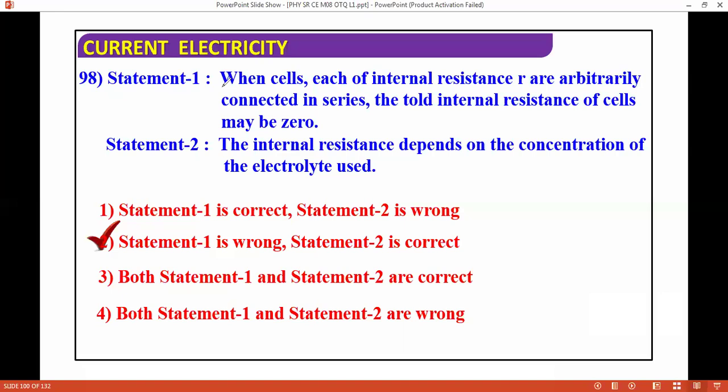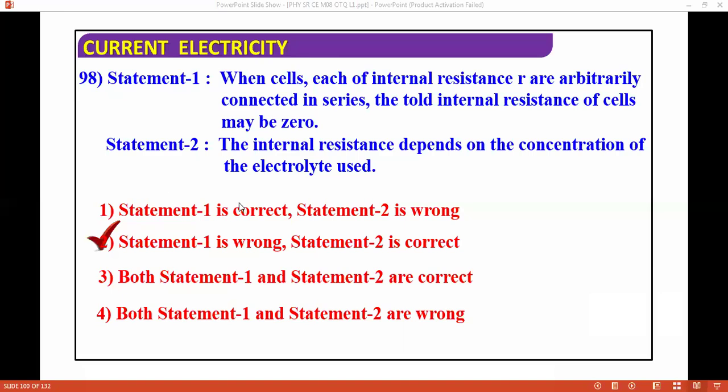Basically, when cells with internal resistors are arbitrarily connected in series, the total internal resistance may be zero. How can it be? This is wrong. The internal resistance depends on the concentration of the electrolyte used. Yes, correct. Now we move to the next question.